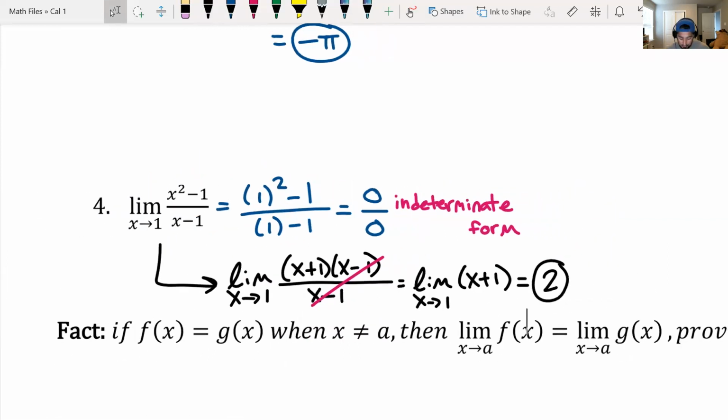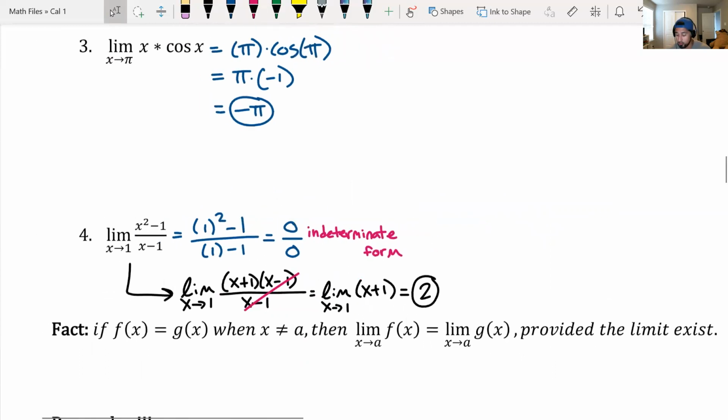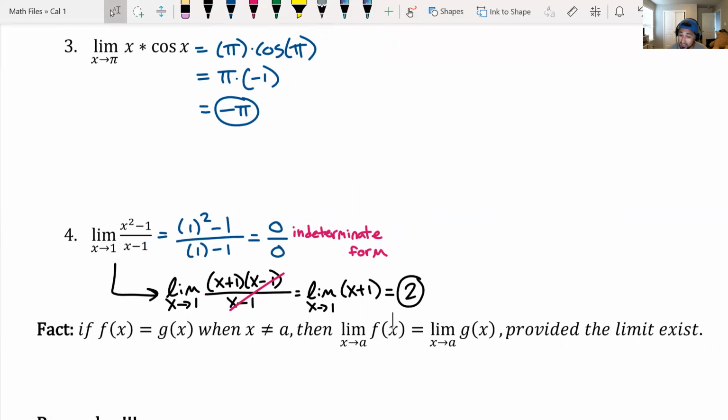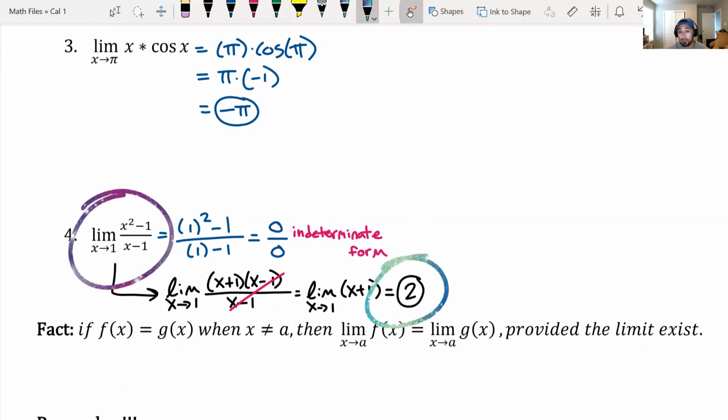Awesome. And then down below is a little fact going over what we just did. If f of x equals g of x, meaning that if f of x turned into a reduced function g of x, just like what we did, we changed x squared minus 1 over x minus 1 into x plus 1, so f of x into g of x, when x does not equal a, then the limit of f of x is also equal to the limit of g of x, provided the limit exists. So that's everything we did. So all it's saying is that the limit of the original function would still be 2, no matter what. Even if you reduce the function, you're still going to get the same limit.